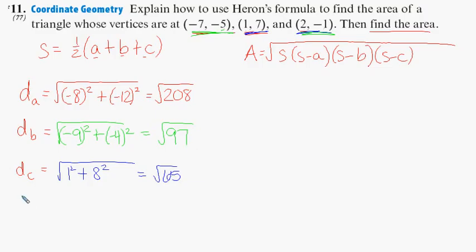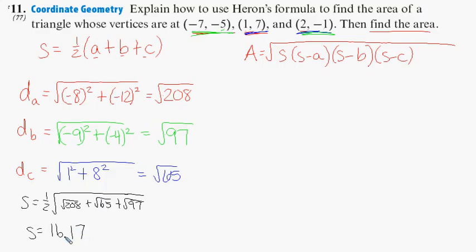So I have S equals, actually, let me change this color here so we keep everything organized. S equals 1/2, and I have to add these three pieces together. So it's the square root of 208 plus the square root of 65 plus the square root of 97. Do you see how keeping these as radicals makes the process a little bit easier? Then you don't have to write all these decimal numbers down and keep track of what's going on. So now we have S equal to approximately 16.17.